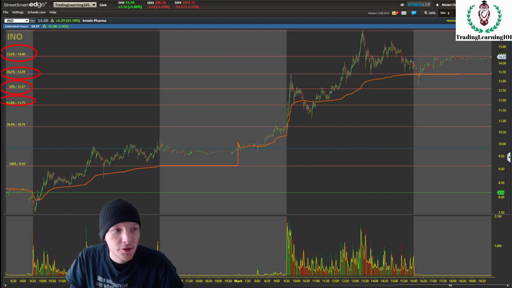All platforms are different, trading platforms that is, and they can be different in the way that you can plot them out, the colors, and the retracements that you want to focus on.